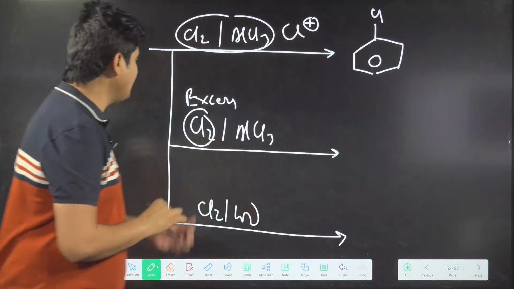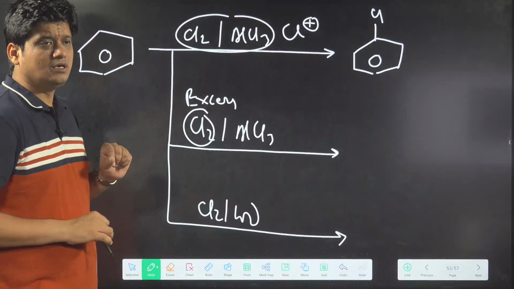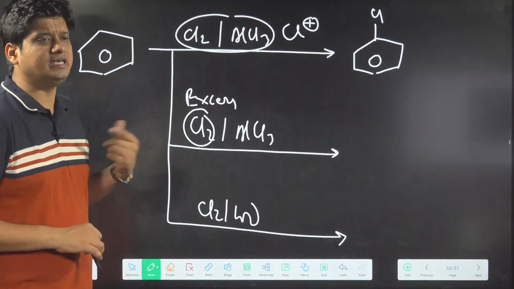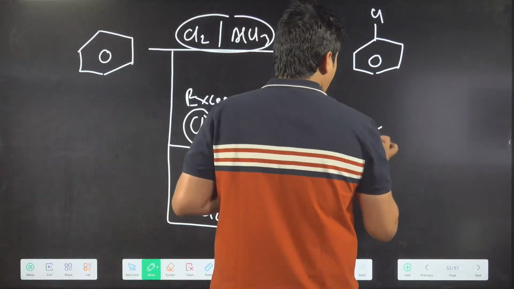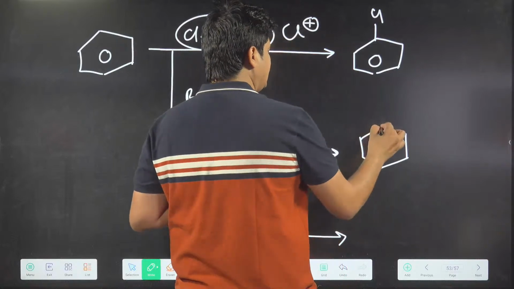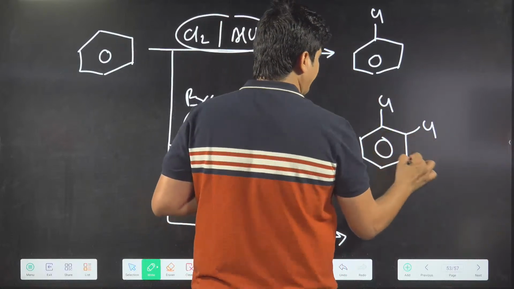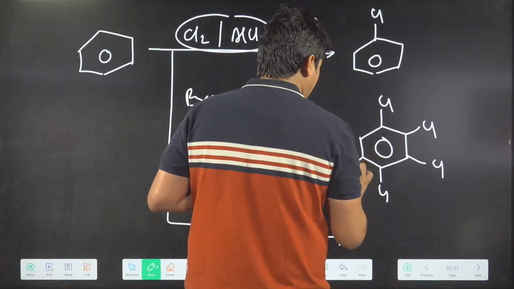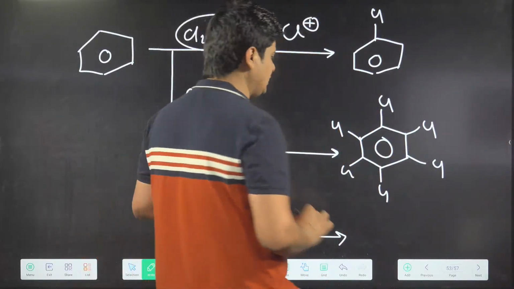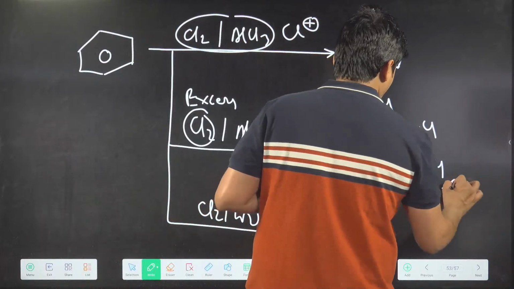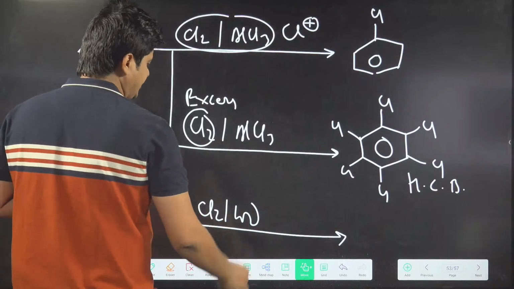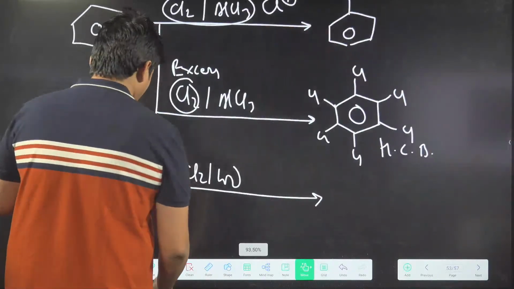But now they are taking chlorine in excess. What will happen? The electrophilic substitution reaction will happen multiple times. After repetition of the electrophilic substitution reaction, what will form? This is benzene. All 6 hydrogens of benzene are replaced by chlorine. This product is formed, which is known as hexachlorobenzene.